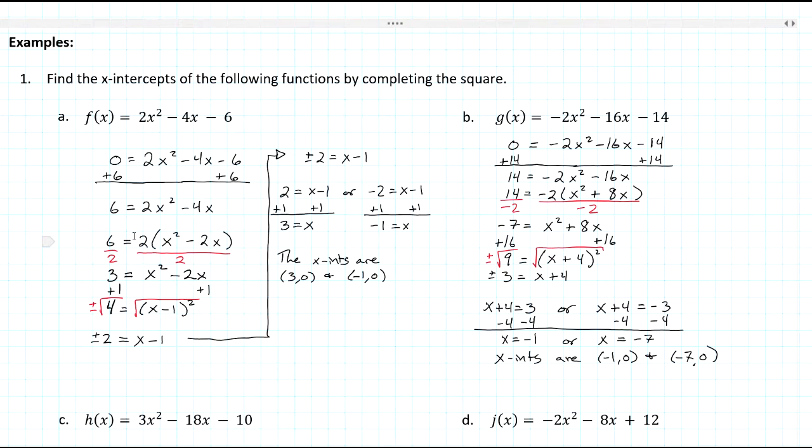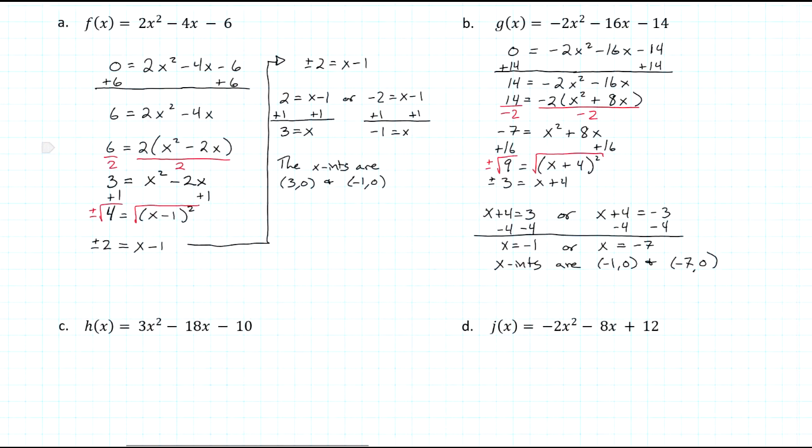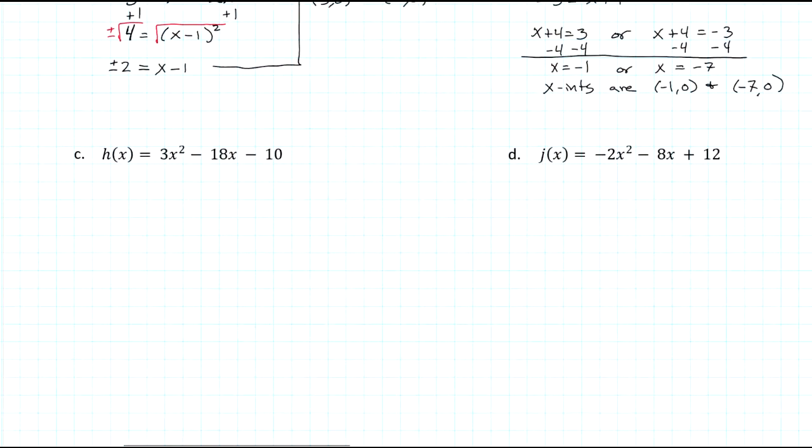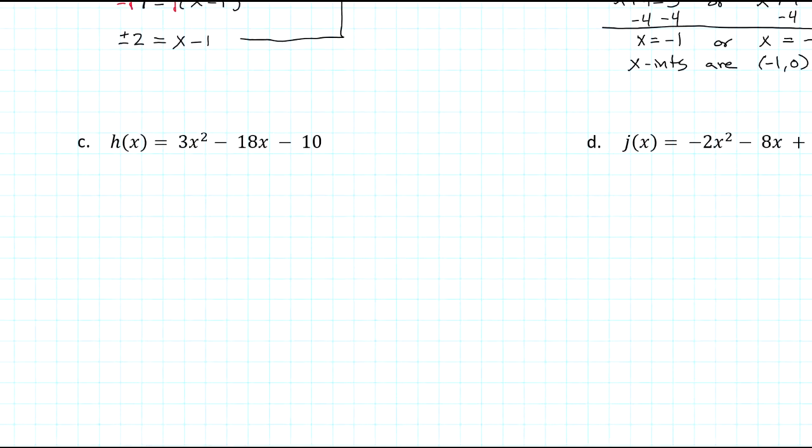All right, so these are going to get progressively more difficult now as we begin to move forward. So make sure and pause the video as you need to. Make sure you're understanding all the steps that I've got here. We have h of x equals 3x squared minus 18x minus 10. So I set the output to 0 to find the x-intercepts. 0 equals 3x squared minus 18x minus 10. We're going to add 10 to both sides to get that out of the way.